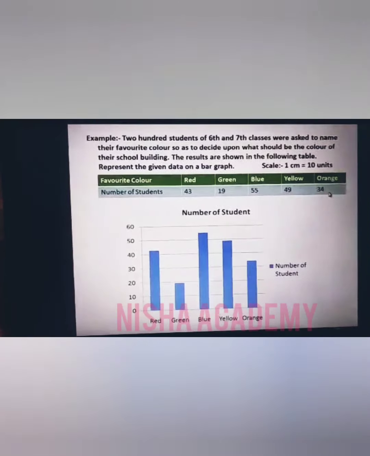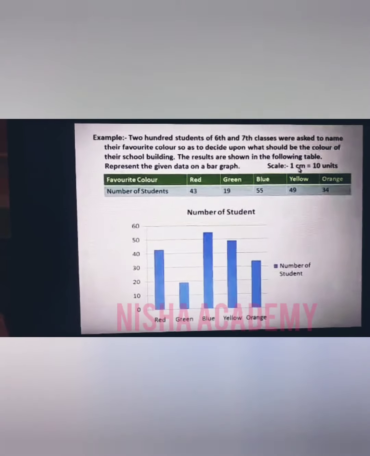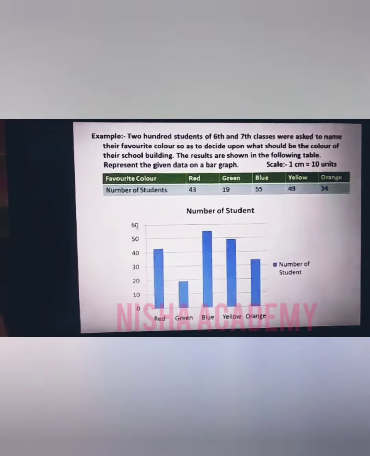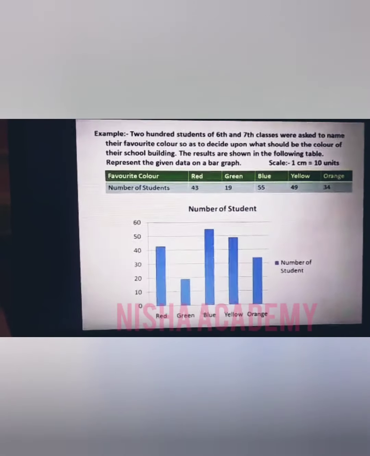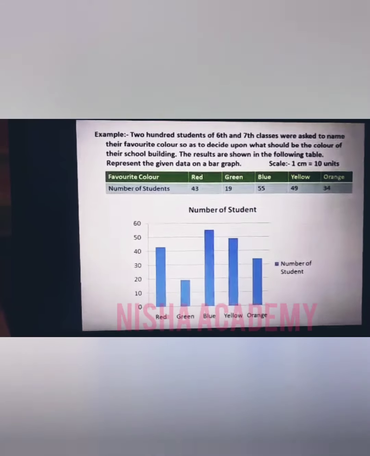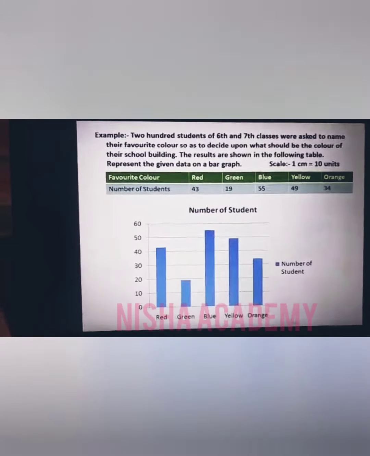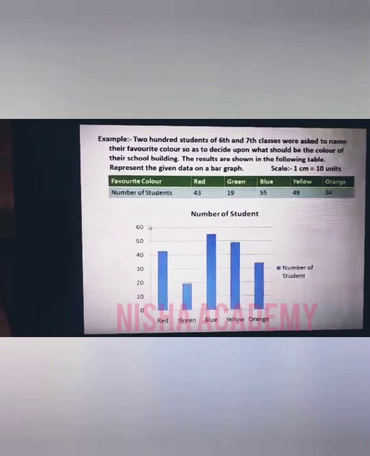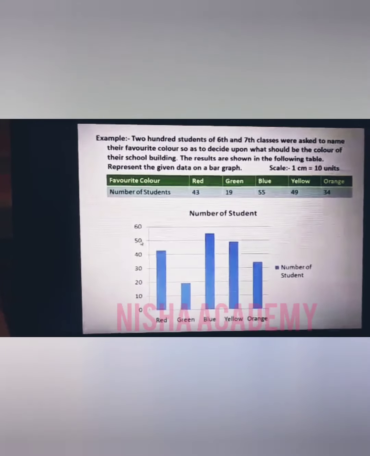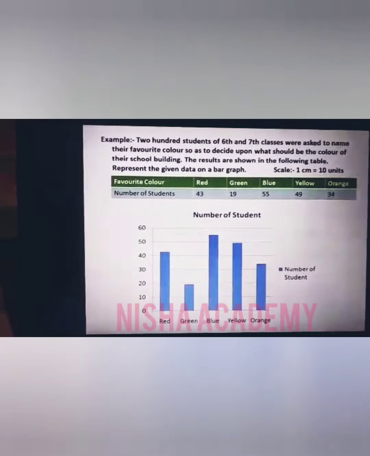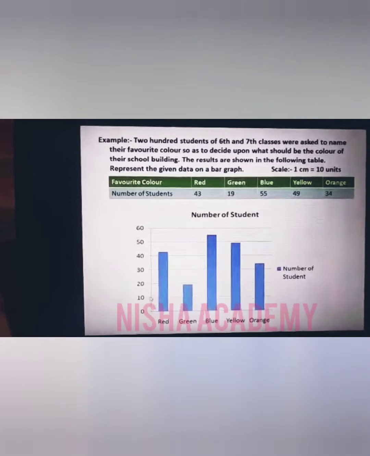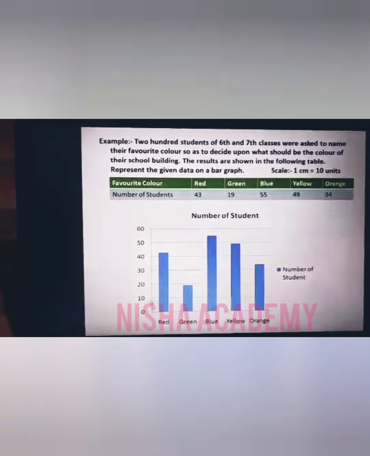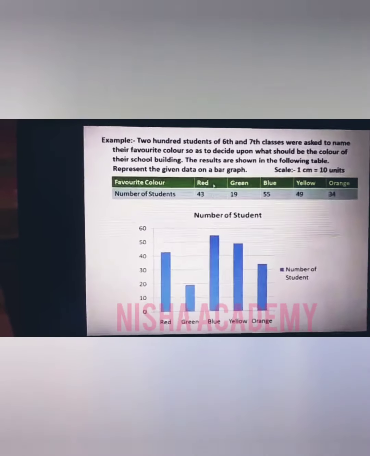Now this thing you have to represent in graph form. How will you do that? Just draw two lines, one sleeping, one standing. This sleeping line is called the x-axis. What is it called? X-axis. And the standing line is called the y-axis. Now coming to scale. What is scale? Scale means this 1 centimeter box represents how much number? Here it represents the number of students. How many students? 10. See, the data is how?